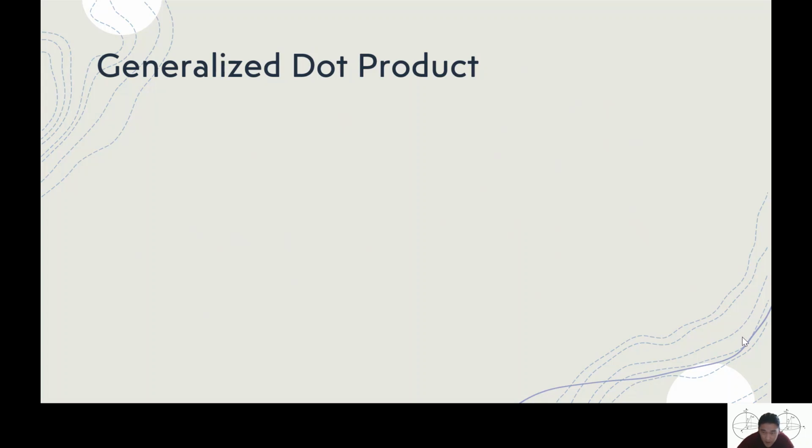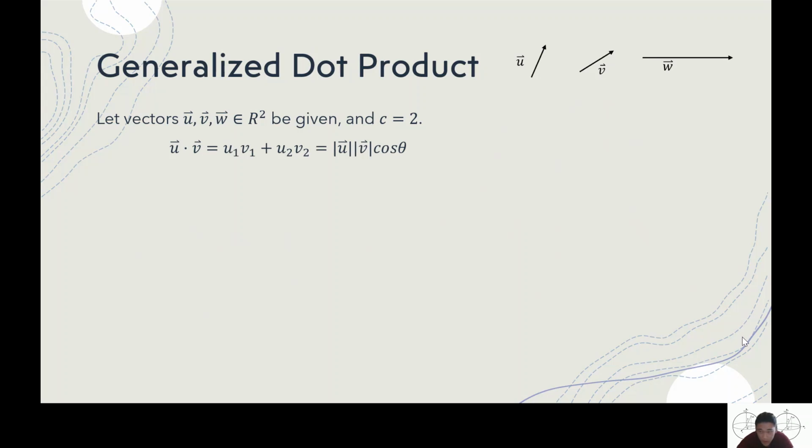So let's consider some vectors u, v, and w in R2, which we are familiar with, and let's let c be 2. So here's u, v, and w. Recall that our standard dot product is defined as the sum of the component-wise products, or the product of magnitudes and the cosine of the angle between the vectors. Our first property states that u plus v dotted with w should equal u dot w plus v dot w, which we can see here visually.